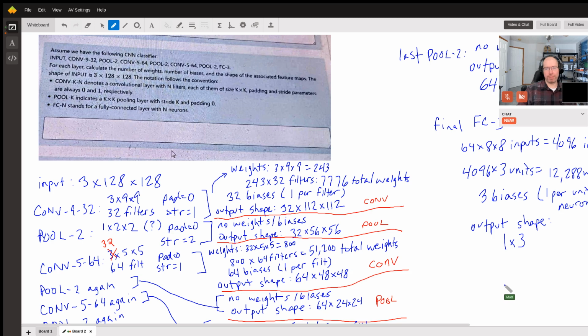Okay. So I think that's it. It's a little bit of a process for that one. I mean, it's conceptually not that difficult, but yeah. Where weights, number of biases, shape of the feature maps, I'll just put this is AKA output shape for each layer, because I think I was just calling it output shape.